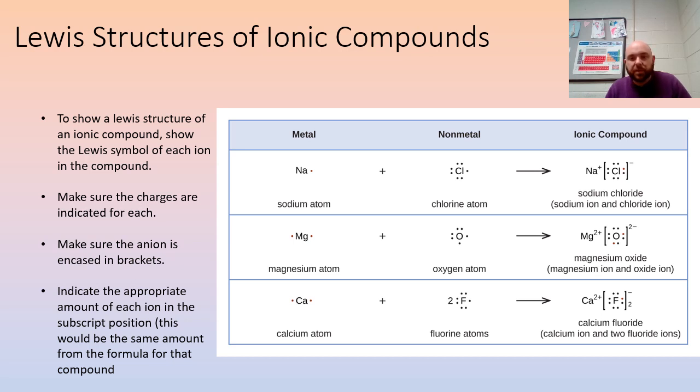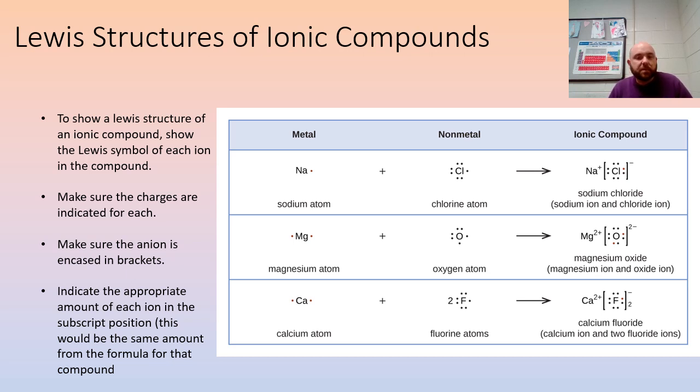In the first example that we see there, we have sodium chloride, and we've indicated that sodium chloride is composed of an Na plus ion and a Cl minus ion, which we've encased in brackets. We've indicated that the sodium ion has a positive 1 charge, even though the 1 is not written, and the chlorine ion has a 1 negative charge, even though the 1 isn't written, and we've simply placed them beside each other. There are no subscripts on these ions because there is only one of each ion in the sodium chloride molecule.